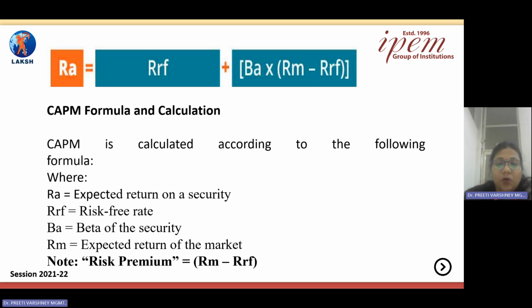So you see here, the formula is that the expected return on security equals the risk-free rate plus the beta of the security multiplied by the expected return of the market minus the risk-free rate. So this is the formula of the capital asset pricing model.